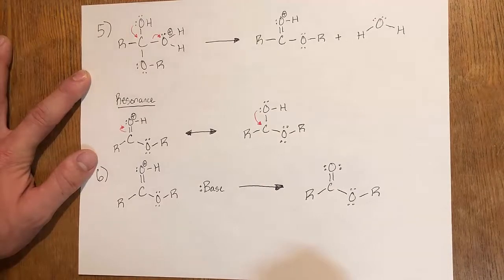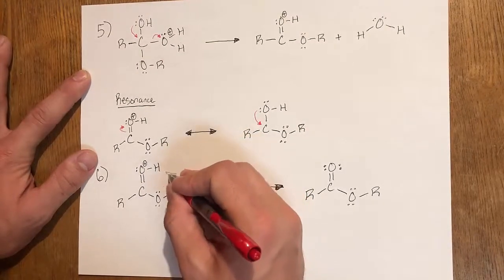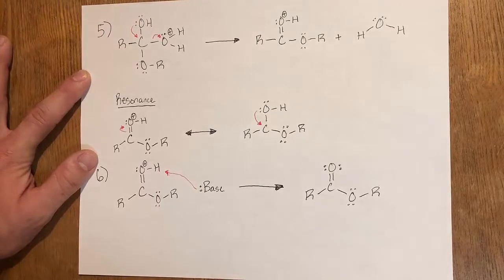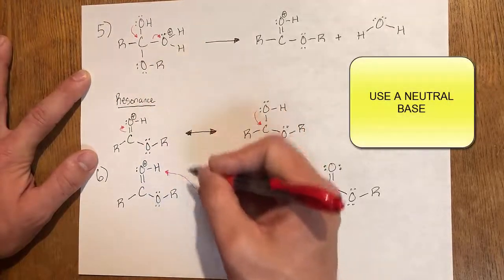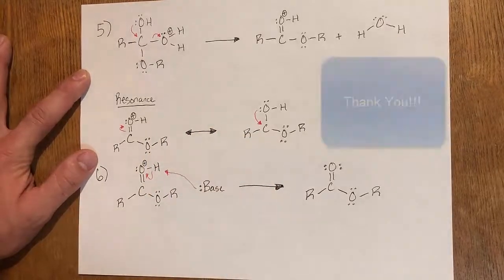Step 6. Finally, a base enters, removing the hydrogen from the positively charged oxygen, resulting in a stable ester. Again, remember to use a neutral base, as positives and negatives don't mix.